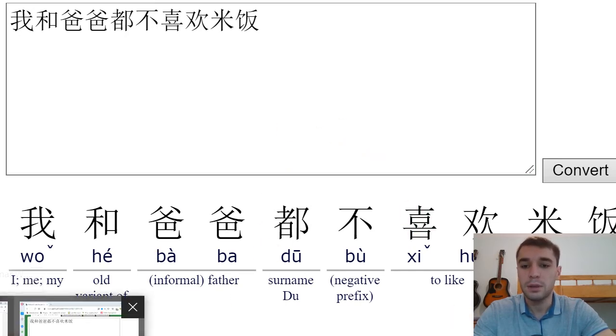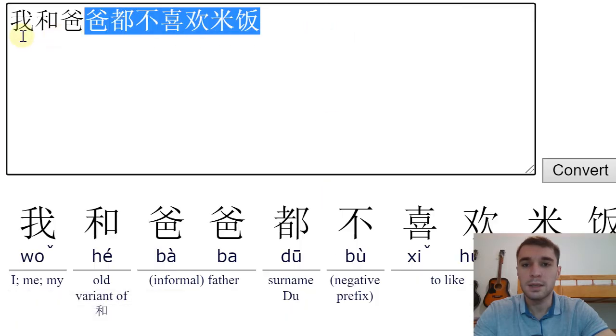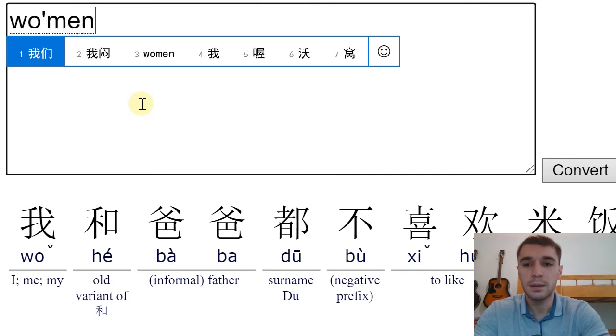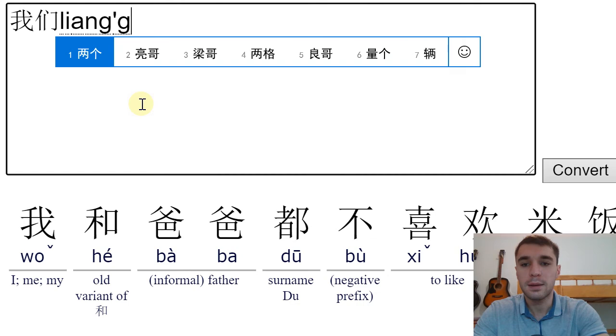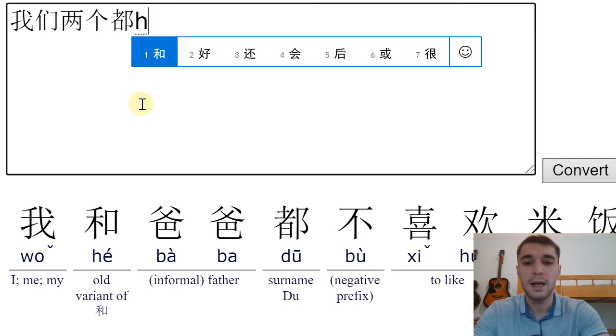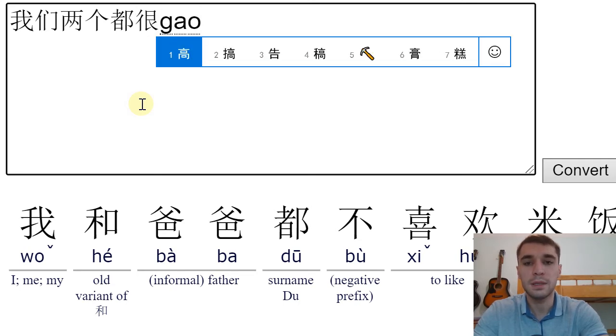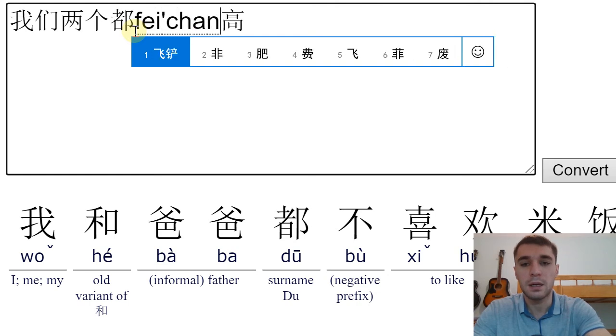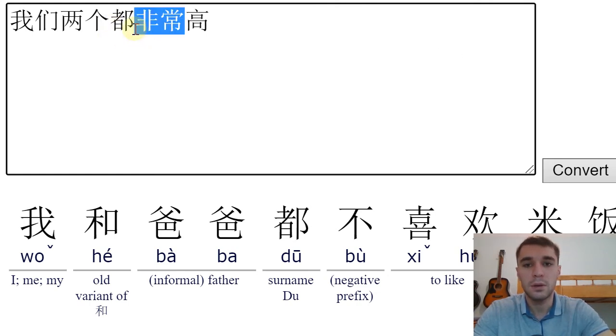And we can continue. Last example. We both are very tall. How to say? 我们两个都很高, means just tall. How to say very tall? 我们两个都非常高, or 不高 if you want to show the negation.